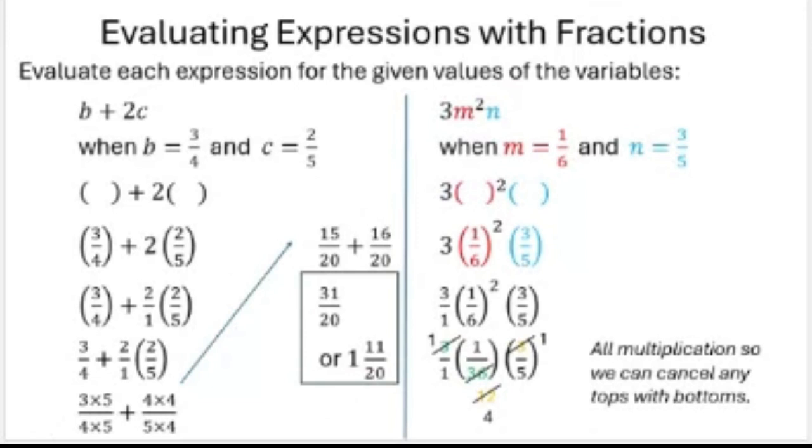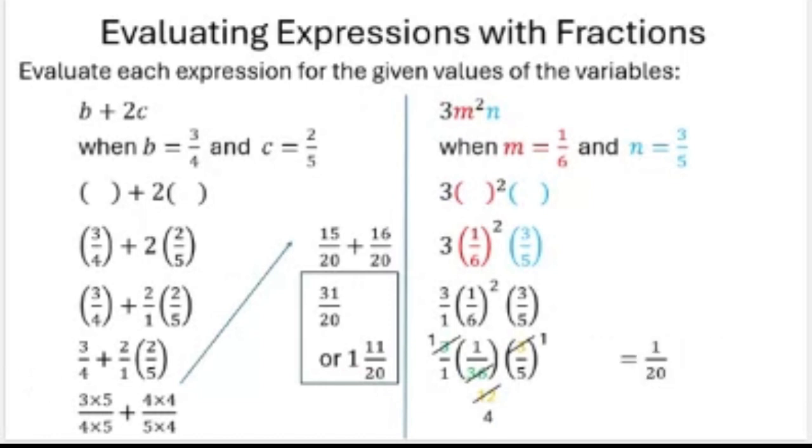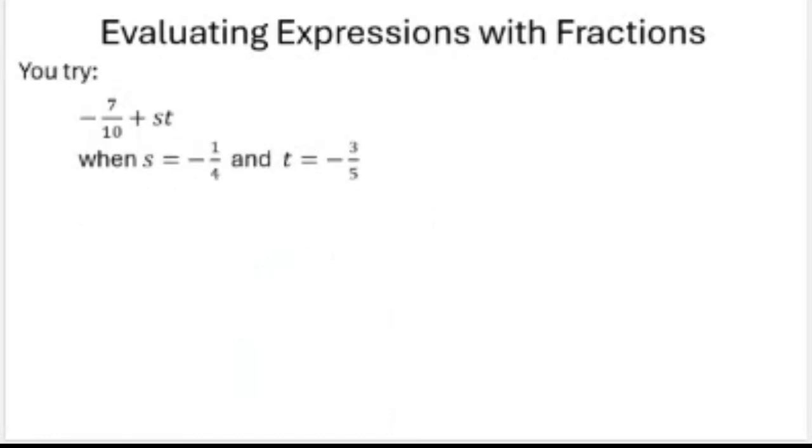So I made this significantly simpler. I was going to have to do 36 times 5 on the bottom. Now I only have to do 4 times 5. So the top is 1 times 1 times 1. The bottom is 1 times 4 times 5, 20. So 1/20 is the answer. I think I put a box around that. No, I didn't.